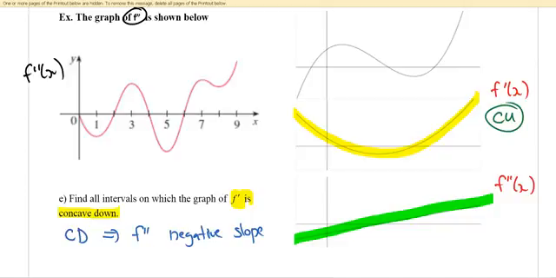And basically a negative slope is from here to here, from there to there, there to there, 0 to 1, 3 to 5, and from 7 to 8. Okay, so that's where you'd be concave down.